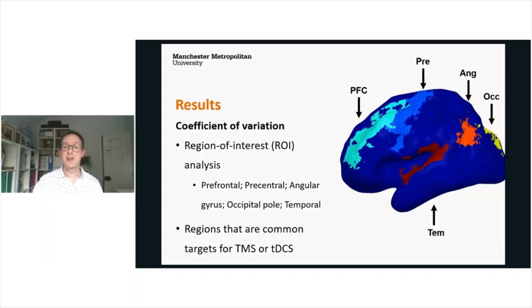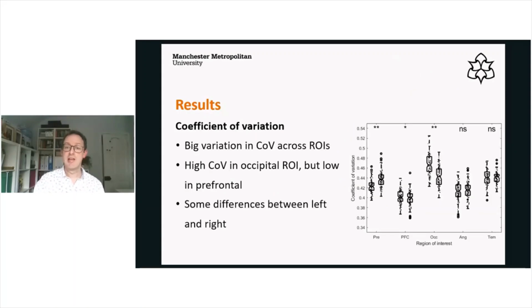So looking at the coefficient of variation of these regions, there's some variance across those areas. For example, the occipital cortex has a relatively high coefficient of variation, and also seems to be different between the left and right hemispheres. However, there is relatively low variance in the prefrontal cortex, and that's a bit more optimistic for, for example, cognitive experiments where we want to knock out or enhance some kind of cognitive processing, or this is a common target for depression-related targeting as well.